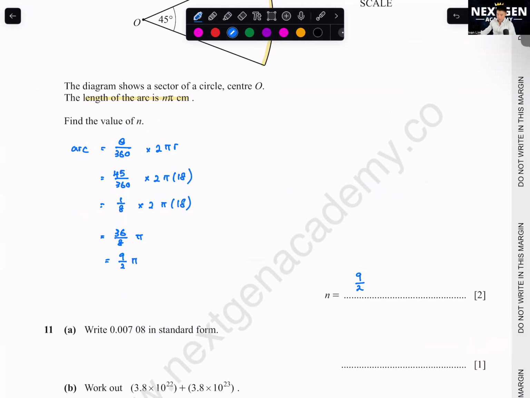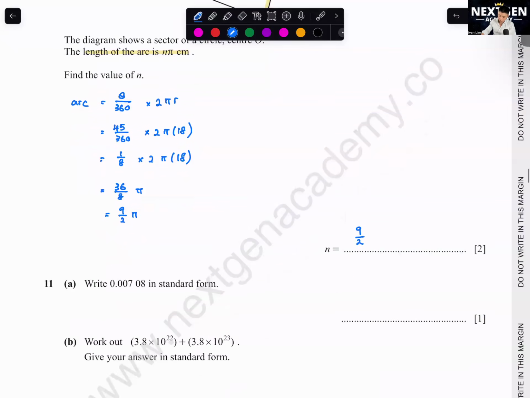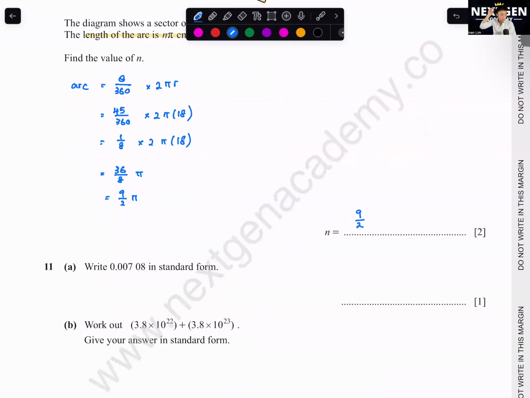Okay, question 11. You all need to know your standard form, often comes out in paper 2. Write 0.00708 in standard form. Do you remember what's the formula of standard form? You need to move your decimal point. It needs to have a non-zero digit before the decimal point. So we need to move the decimal point 1, 2, 3 to the right. This is the way to do it because you don't have a calculator.